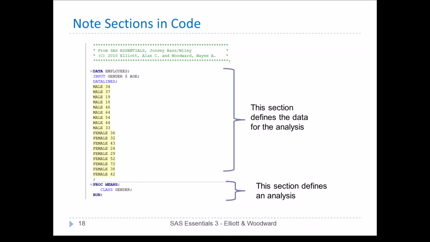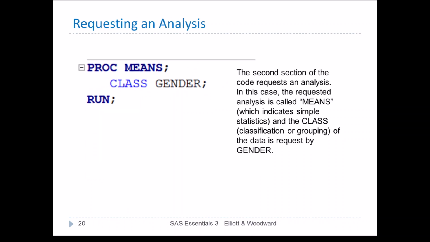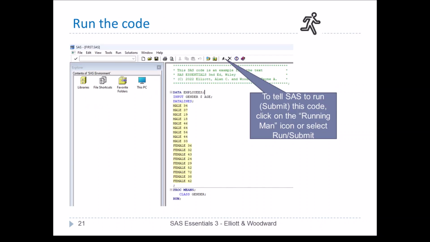Then following that, we have proc means, which is going to do a procedure called means, which is going to calculate some statistics on the numeric values within this data set. And furthermore, we're going to classify it or break it down by gender. So taking a closer look at this, data employees, the employee data set, input two variables, and then the data line says, okay, SAS, the data is coming up. And then finally, after we've created the data set, we're going to ask for some simple statistics using a procedure called means broken down by gender.